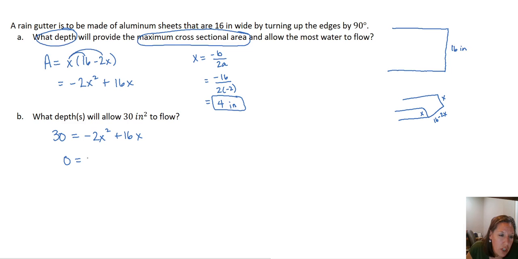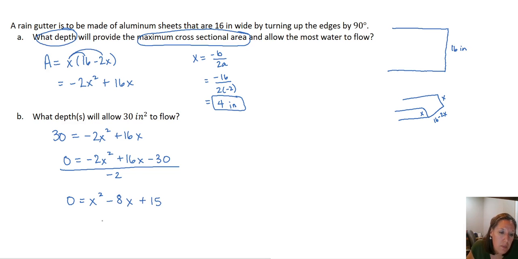We want to go ahead and move that 30 to the other side. Negative 2x squared plus 16x minus 30. And I do see that all of those are even numbers, so I'm going to go ahead and make these numbers smaller by dividing everything by a negative 2. That's going to give me x squared, 16 divided by negative 2 is negative 8, and negative 30 divided by a negative 2 is going to be a positive 15. And this one will factor nicely. Factors of 15 that add to negative 8 are going to be a negative 5 and a negative 3.